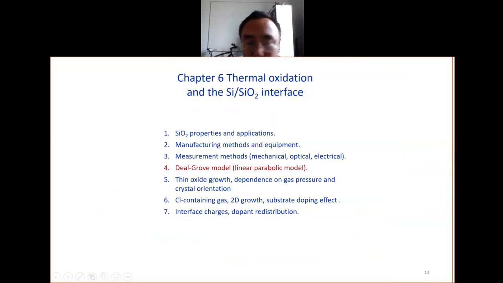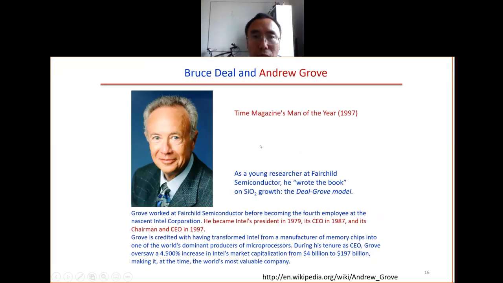So now let's look at a model for the growth of the oxide. It's called the Deal-Grove model. It is also called the linear parabolic model. This one was developed by Deal and Grove, I think in 1968, near 1968. So this is Andrew Grove.